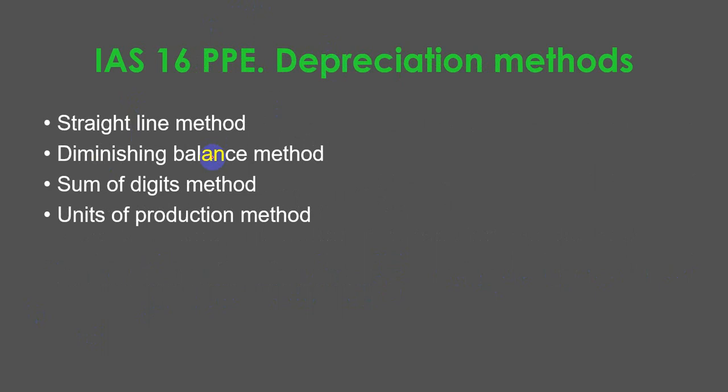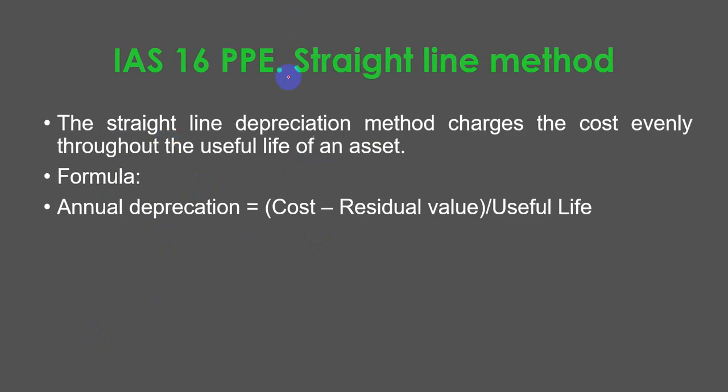So, depreciation methods. There are 4 depreciation methods: straight line method, diminishing balance method, sum of digits method, units of production method. Let's look at the example for the straight line method. The straight line depreciation method charges the cost evenly throughout the useful life of an asset, and the formula for this method is the following. Annual depreciation equals cost minus residual value divided by useful life.